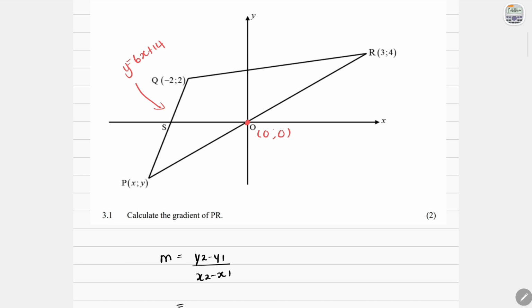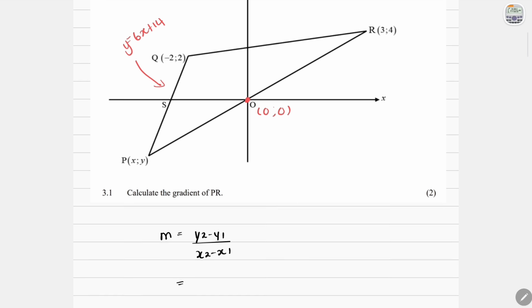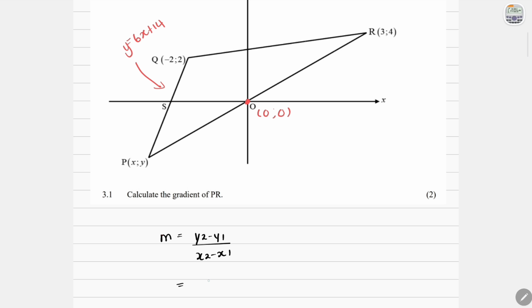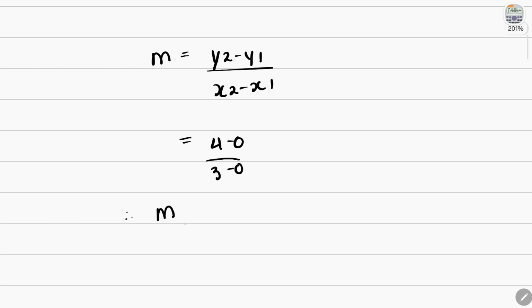Okay, so just follow one order. Either you're saying the values of O minus R or R minus O. So I'm going to go ahead and take top minus bottom, meaning the y value of 4 minus 0 over the y value of 3 minus 0. And our gradient of line PR is therefore equal to 4 over 3. And that is our answer.